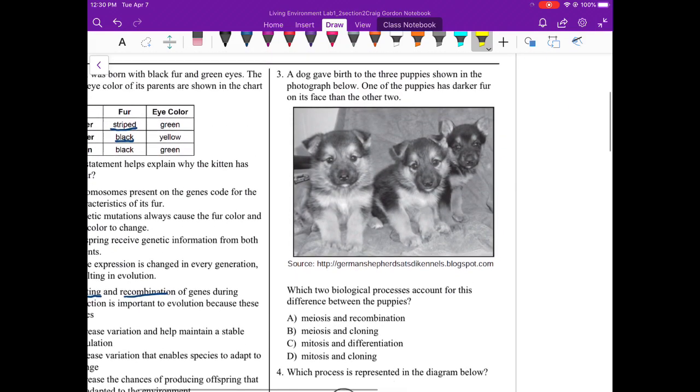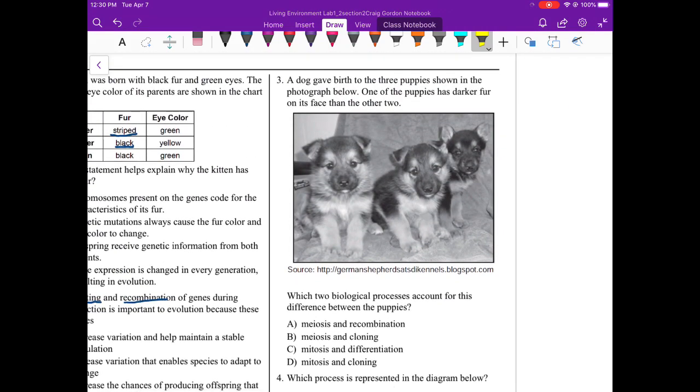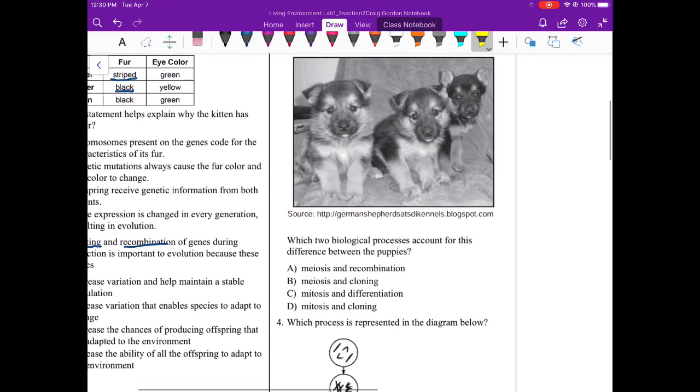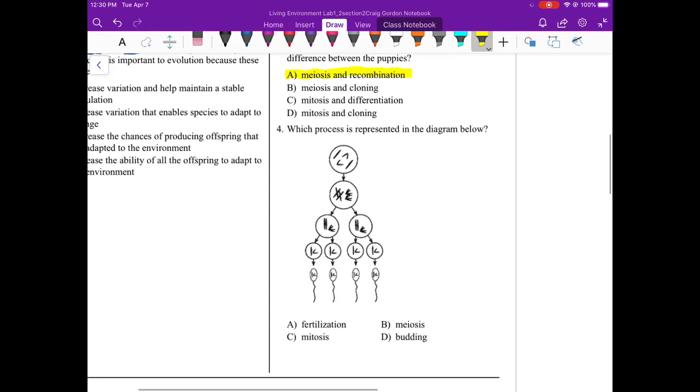Number three, we have a bunch of different puppies over here. And you have one of the puppies has darker fur than the other one. What two biological processes occur to have this happen here? The answer here is going to be meiosis and recombination. It's really recombination happens in meiosis, but that's why.